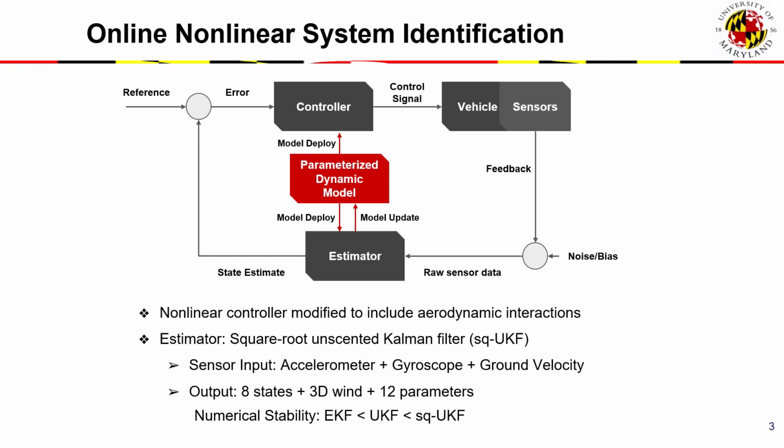A block diagram representation for the online nonlinear system identification framework is shown here. The estimator updates the model using the biased sensor data corrupted by noise. The model, which is actively updated, is also being utilized by a controller to minimize tracking error. The controller is nonlinear and is modified to include aerodynamic forces and moments.